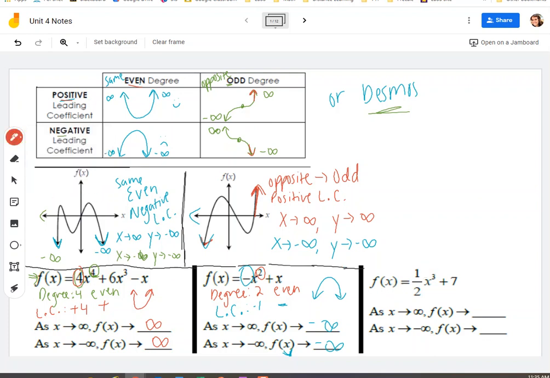All right, and then this last example, we see the exponent here is 3. So my degree is odd. And this leading coefficient is positive 1/2, so it's positive. So odd and positive is going to be like this one, the snake, with the right side going up. So the right side is as x is positive infinity, and the left side is where x is negative infinity. So the right side's going up and the left side's going down.